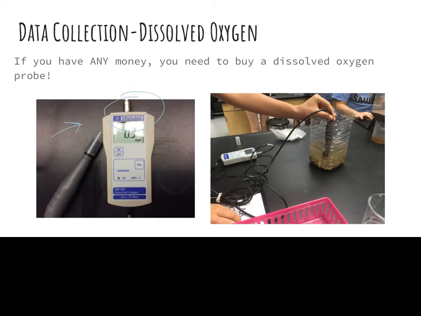But even if you can't afford a lot of them, just buy one and have the kids rotate. I have three or four of each probe out, and the kids will rotate those probes between groups. And so I don't have one for each group because they are very expensive, but extremely important, because kids will really understand a lot of concepts if they're measuring dissolved oxygen.